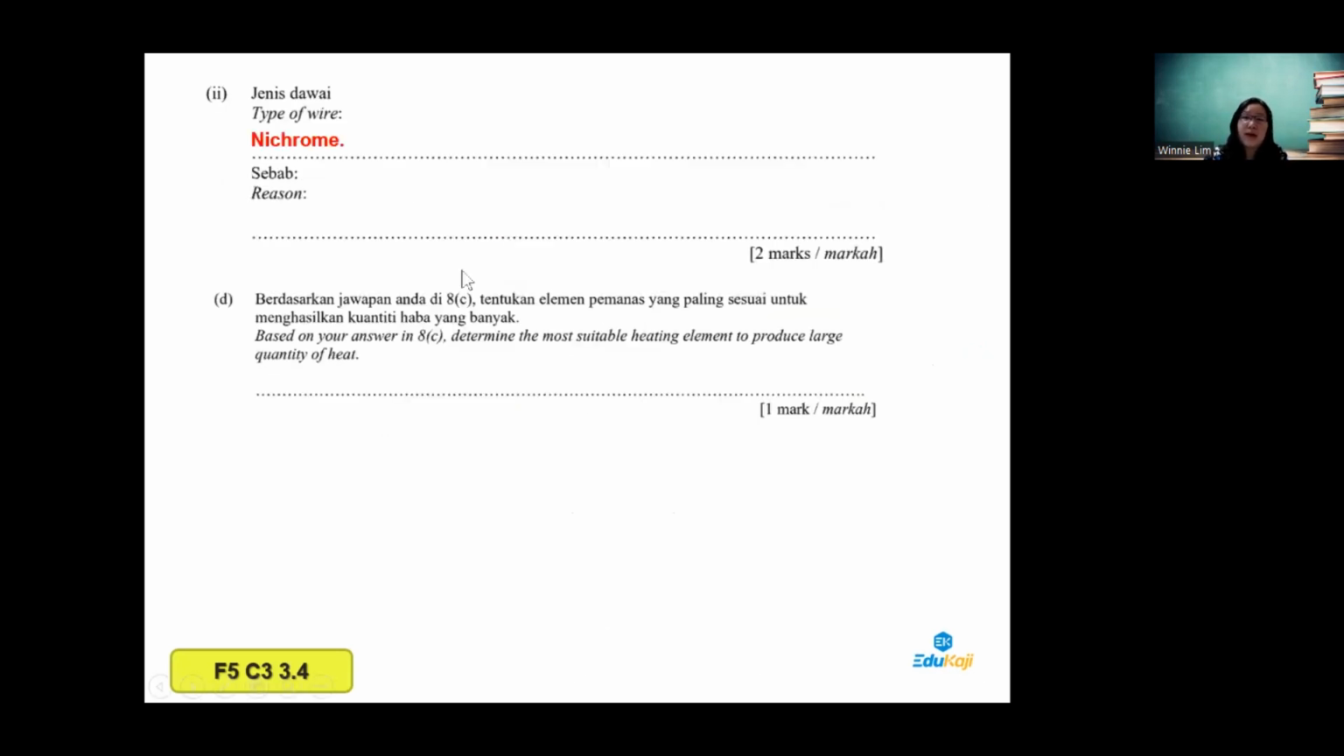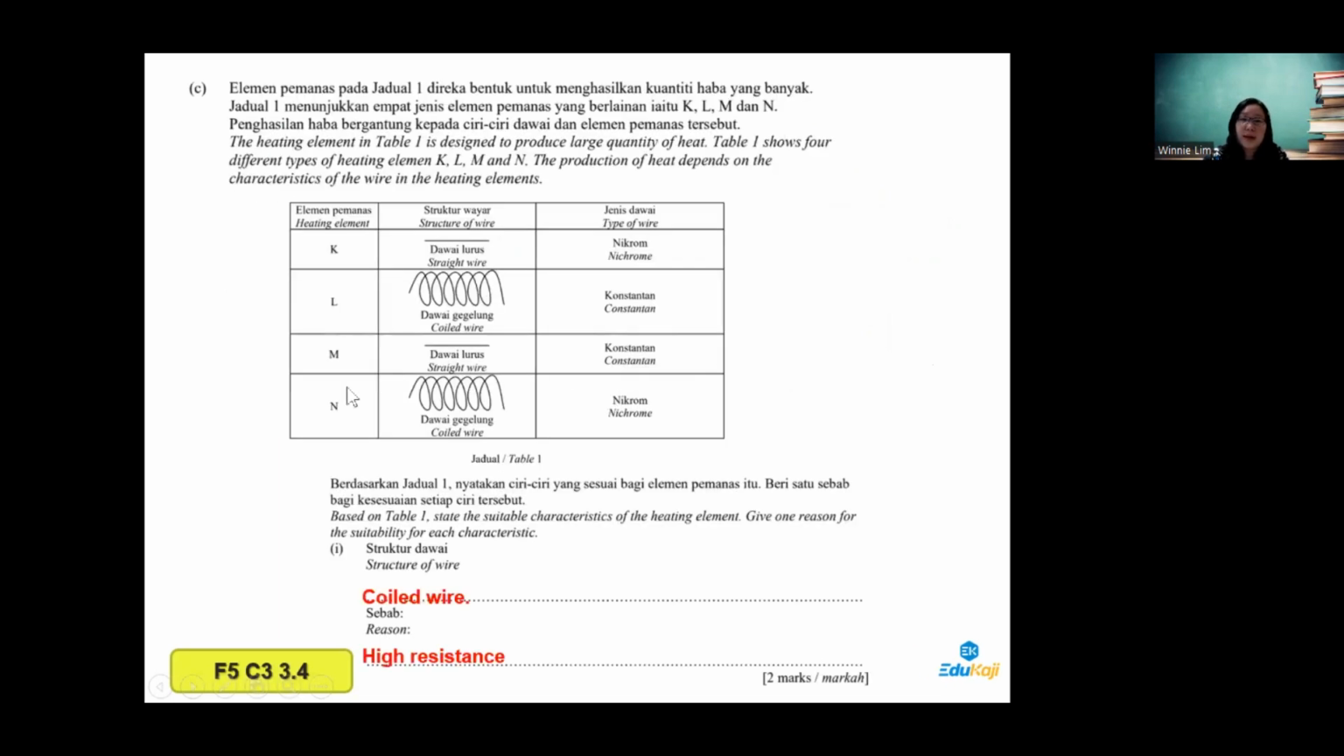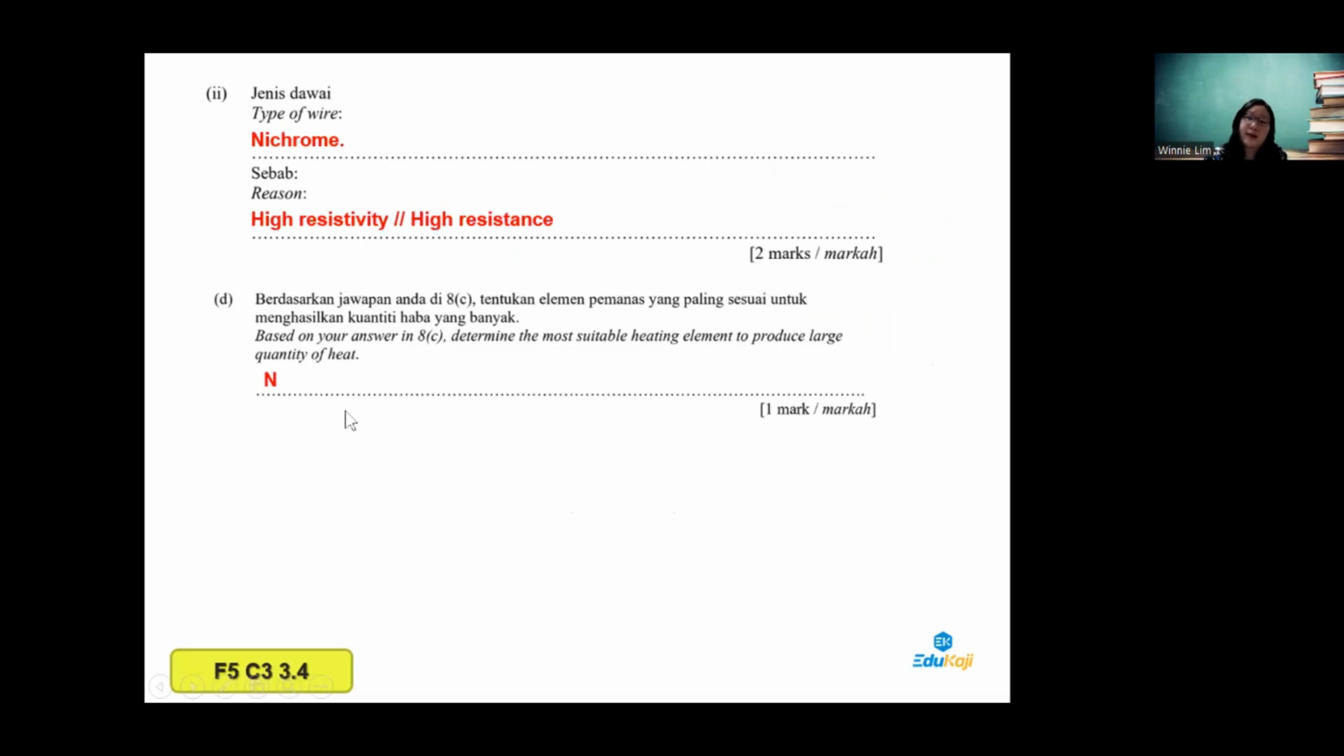Then nichrome, again high resistivity or high resistance. Hence you choose which one? N, right? So you write N. That's it. Okay, so it's sort of like an essay question for section B, but it's just a shorter version.